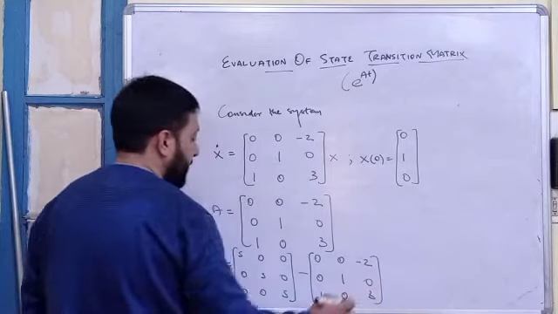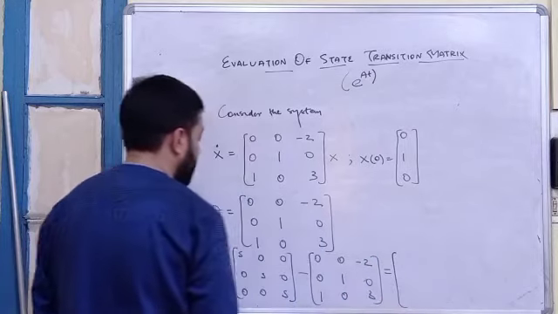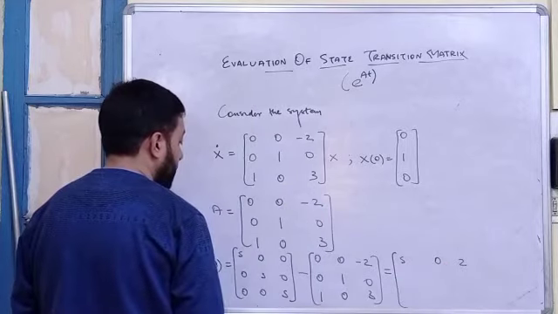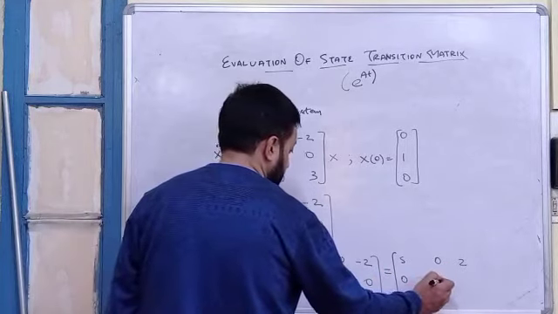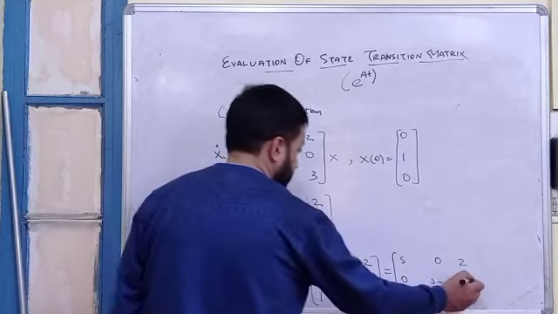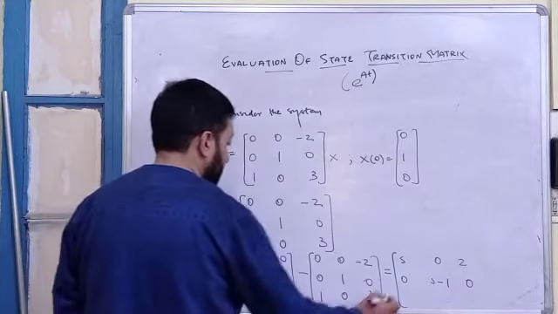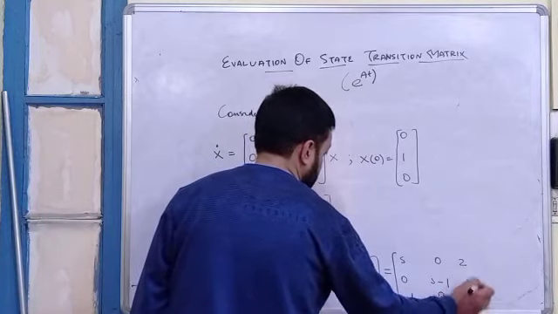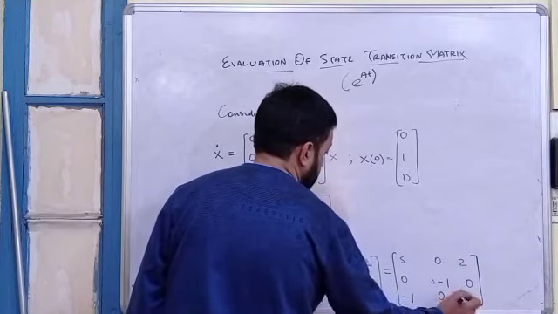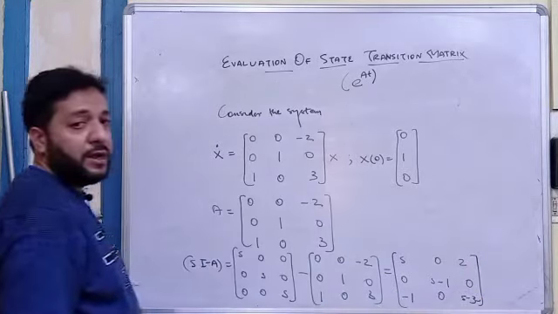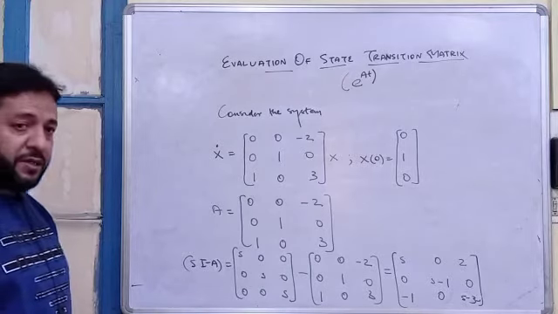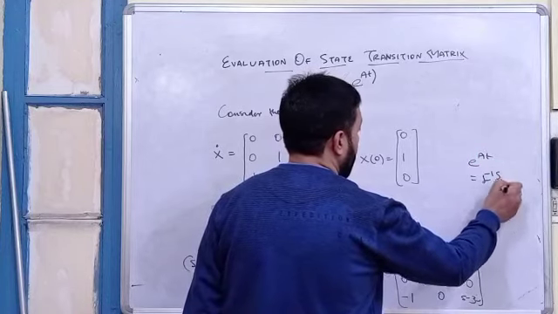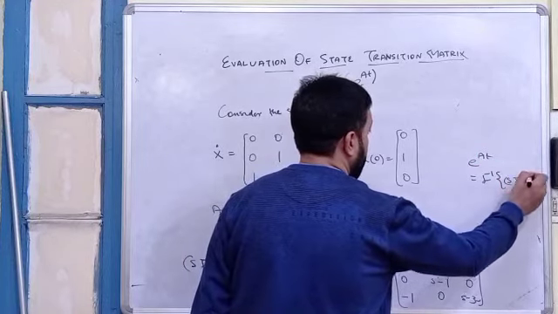Is that right? Yes sir. That's sI minus A equal to [s 0 2; 0 s-1 0; -1 0 s-3]. Now, this is the inverse thing. Because what I have to obtain is e to the power At, which is actually equal to the Laplace inverse of sI minus A inverse.